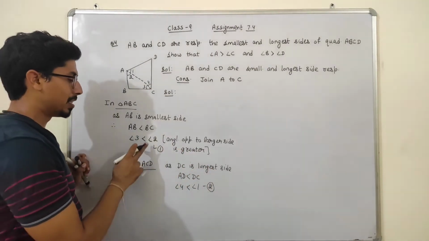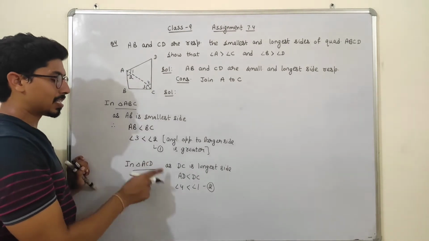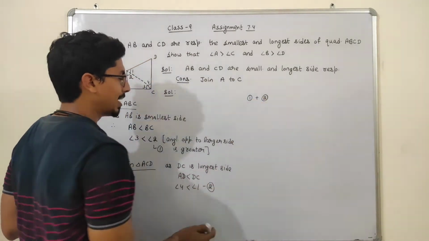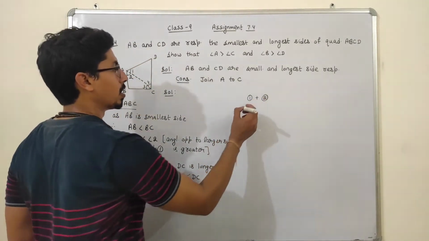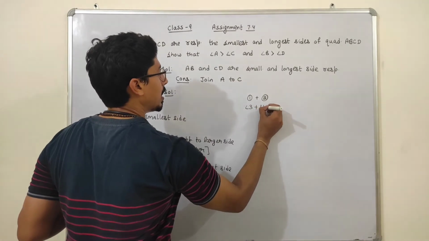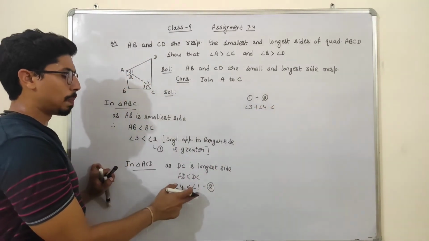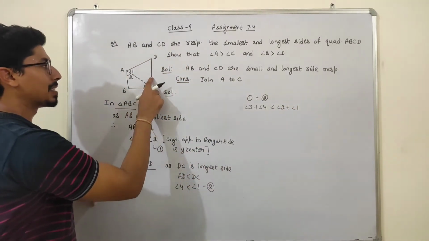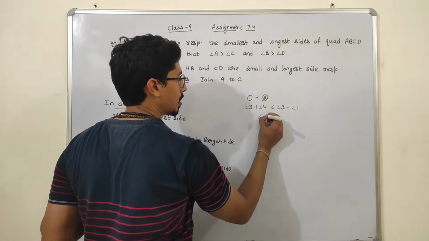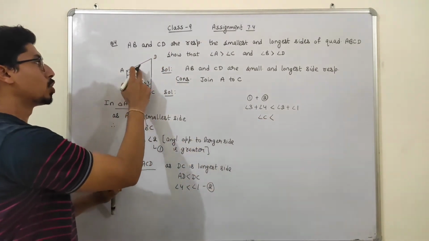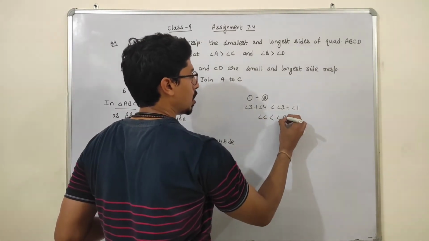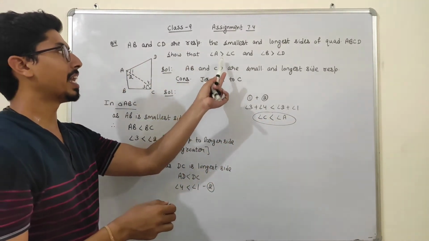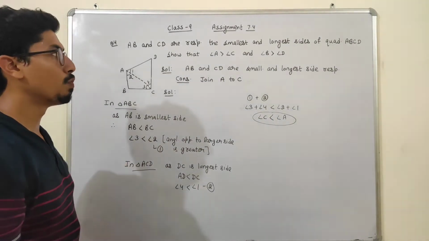Now I have two equations. Just add them, students: equation 1 plus equation 2. Angle 3 plus angle 4 is less than angle 2 plus angle 1. Angle 3 plus angle 4 becomes angle C, and angle 1 plus angle 2 becomes angle A. So angle C is less than angle A. This is the first part.